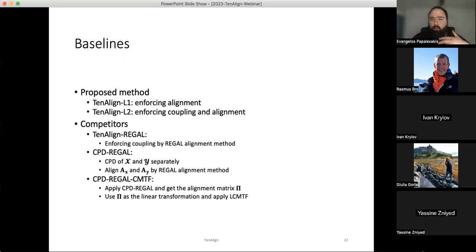So now, what do we test against, right? This is the first method in tensors that does this, and so we don't really have an equivalent that is an apples to apples comparison, but we're trying to make as many apples to kind of apples comparisons as possible, testing different angles of the problem. So obviously we have two of our proposed methods with two different loss functions.